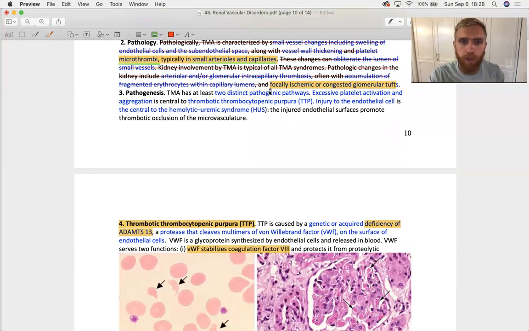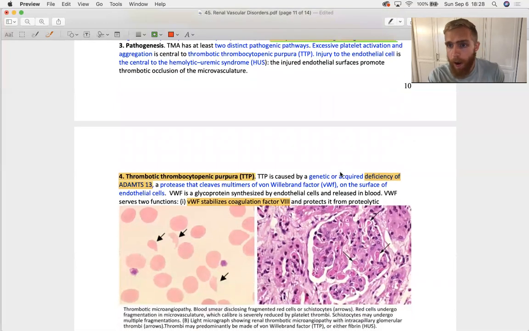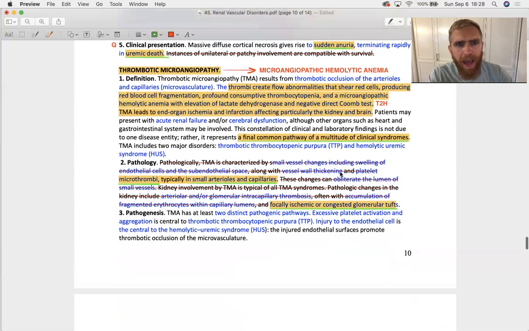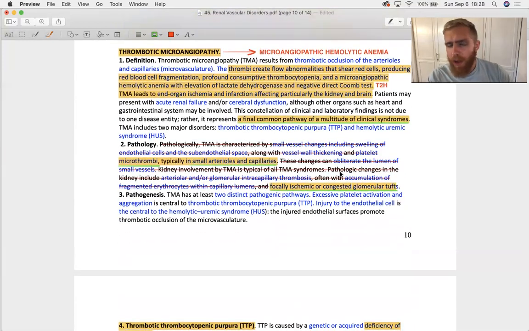And what do you see in the kidneys? Focally ischemic or congested glomerular tufts. Because the glomerulus is the capillary bed. It's the smallest blood vessel in the kidney, period. So if there's any clot going into the kidney, it's going to occlude at some point before the glomerulus. Because if it just makes it all the way through the glomerulus, it wasn't even a clot to begin with, you know.